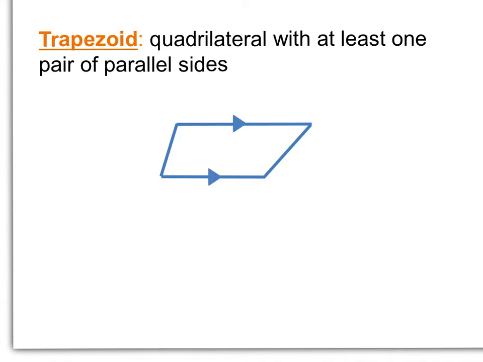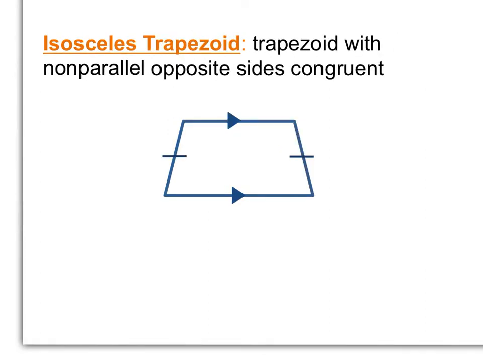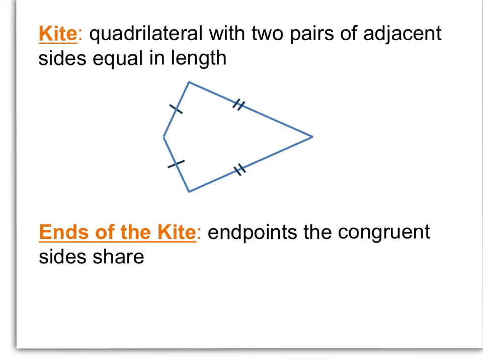So notice that a trapezoid is not a parallelogram. An isosceles trapezoid is a trapezoid with non-parallel opposite sides congruent. A kite is a quadrilateral with two pairs of adjacent sides equal in length. The ends of the kite are the endpoints the congruent sides share.